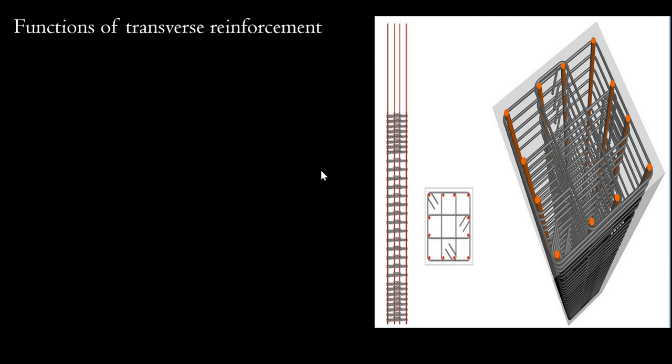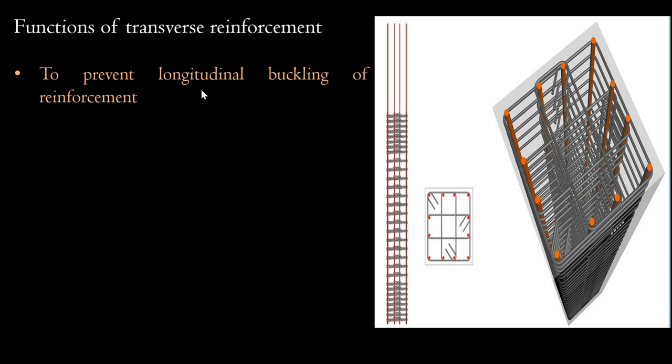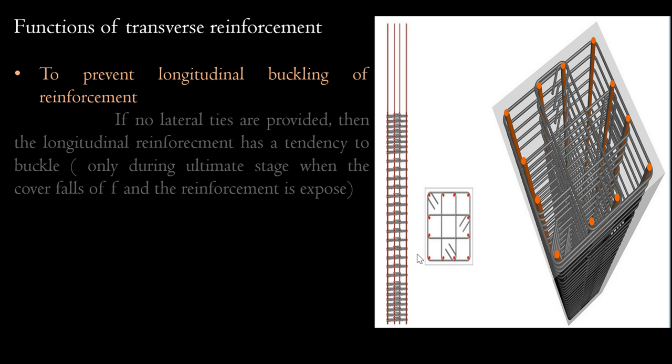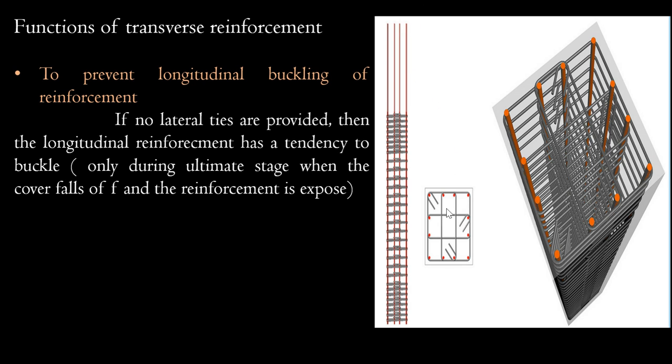So the main function of the transverse reinforcement is to prevent the longitudinal buckling of the reinforcement. Buckling means when I am applying a load from the top, the bar has a tendency to move like this. So if no lateral ties are provided, then the longitudinal reinforcement has a tendency to buckle, especially at the ultimate stage, when the cover falls off and the reinforcement is exposed. If the lateral ties are not provided, due to the length, this will buckle in this way.